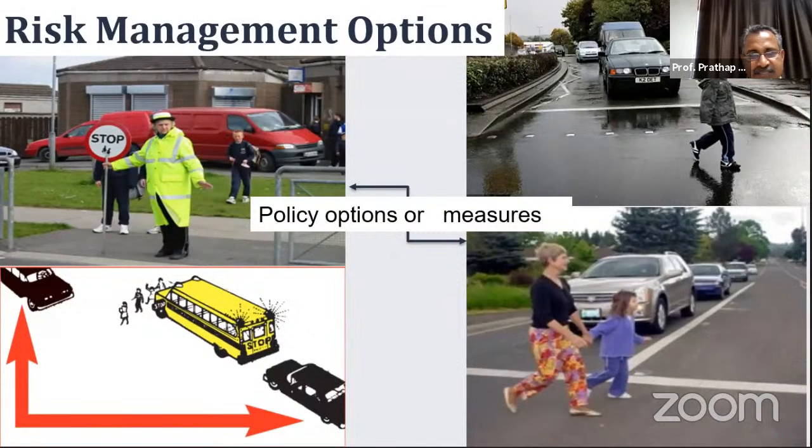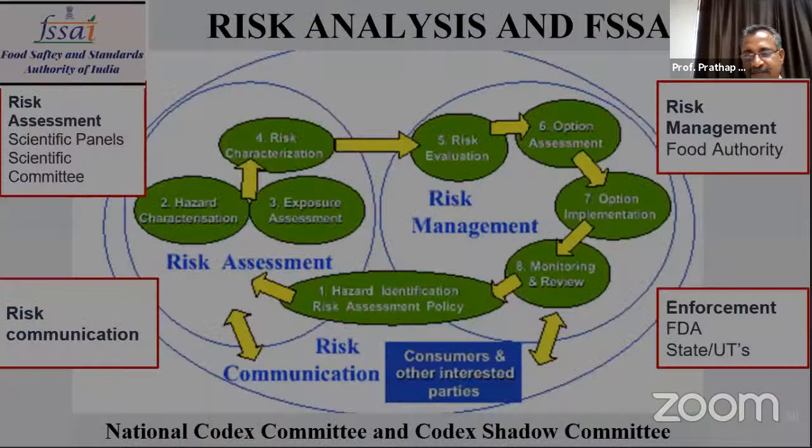On the left down, you are seeing a school bus and children getting out. On the right corner, you are seeing a child crossing the highway. Therefore, if a policeman or woman is there near when the school bus is coming, now the risk is managed. And the same thing is when a mother takes the child with her when she is crossing the highway.